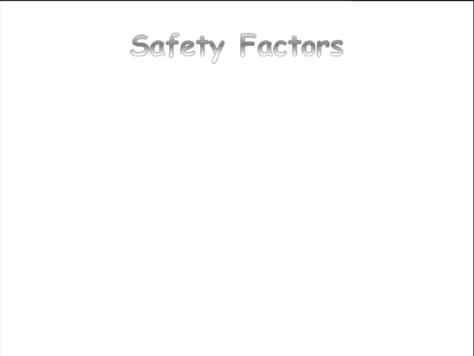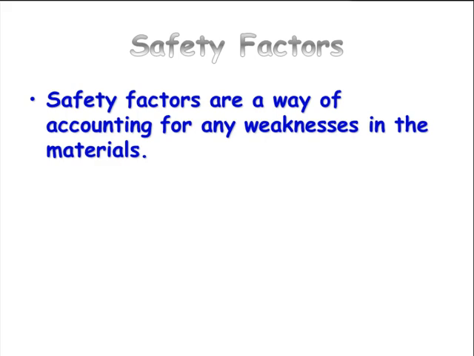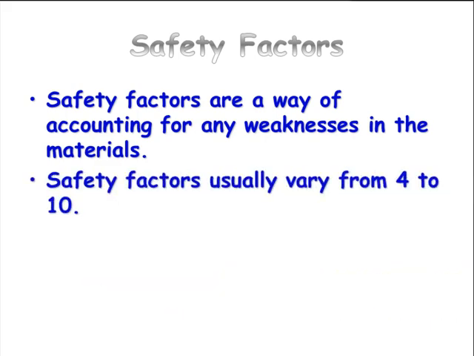So to help in the design process, we have something that we call a safety factor. The purpose of the safety factor is to account for these weaknesses in the materials. Generally they would vary from maybe 4 to about 10. So if we had a safety factor of 5, it would mean that the maximum stress should be 1/5 of the strength, 1/5 of its breaking point. So if its breaking point is 80 megapascals, with a safety factor of 5, you'd use 1/5 of that, which would be a maximum stress of 16 megapascals, say.